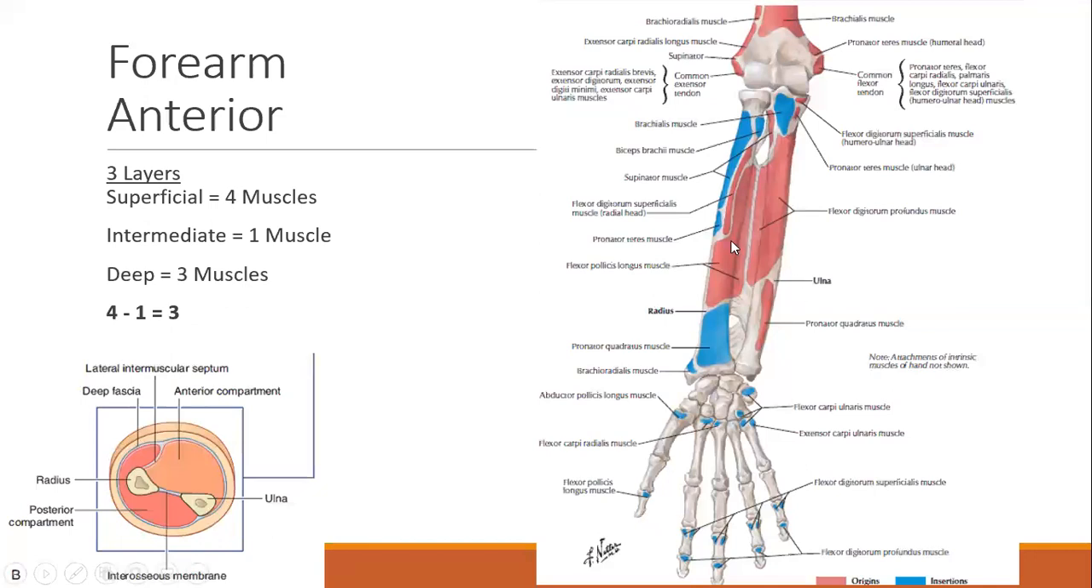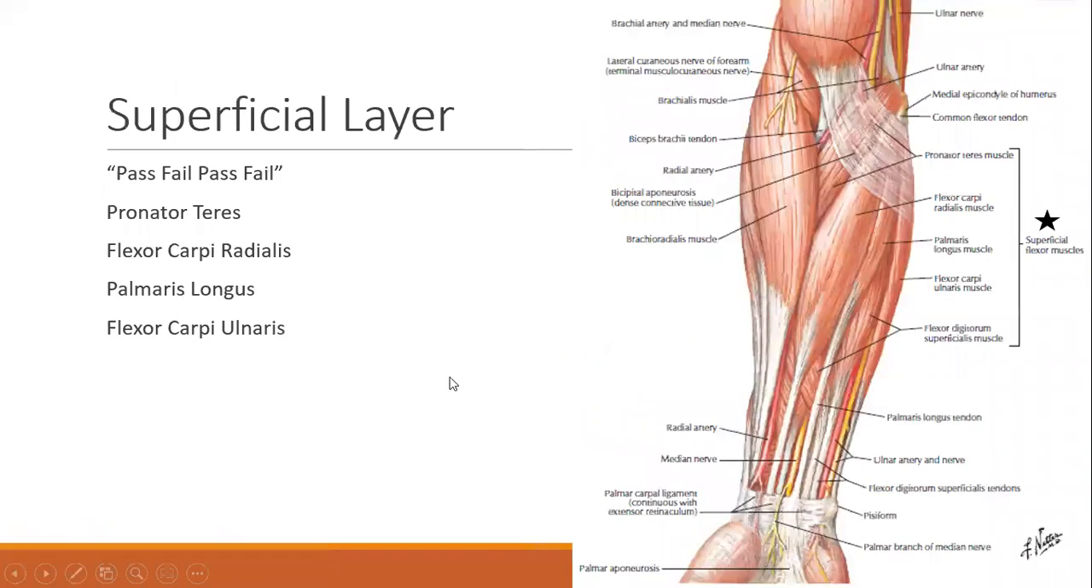Once again, this is a great Netter picture where it shows you in the red is the origin for the muscle versus the blue is insertion. So for your superficial layer, recall that we have 4 muscles. The mnemonic I used for remembering those 4 muscles is pass, fail, pass, fail. Dr. Preddy has really good videos to help you memorize the muscles in the anterior forearm, and I believe the links to those videos are at the beginning of this PowerPoint, and this PowerPoint should be up in your class drive for reference.